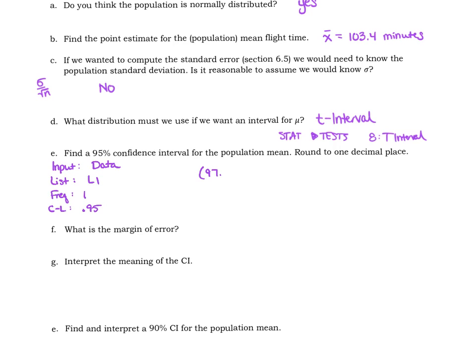And you've got that T interval right at the top. So we're rounding to 1 decimal place here: 97.2 on the low end and 109.7 on the high end.